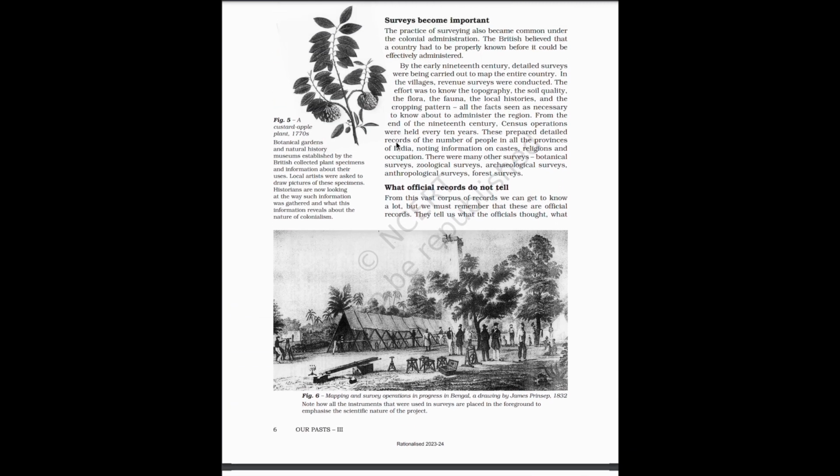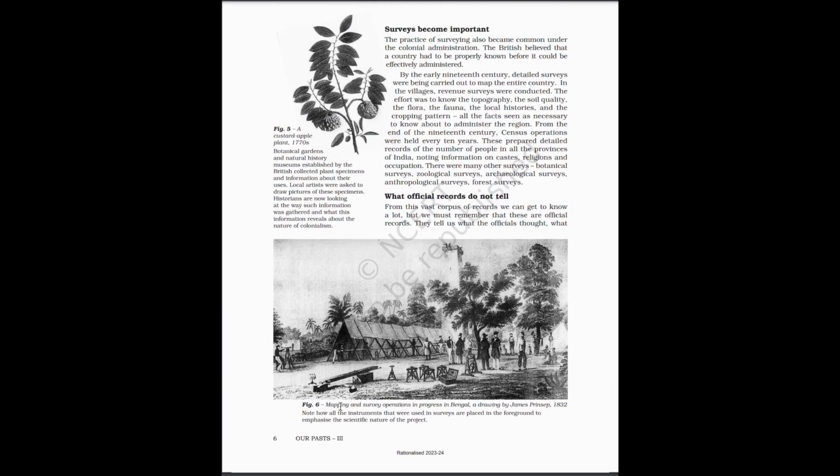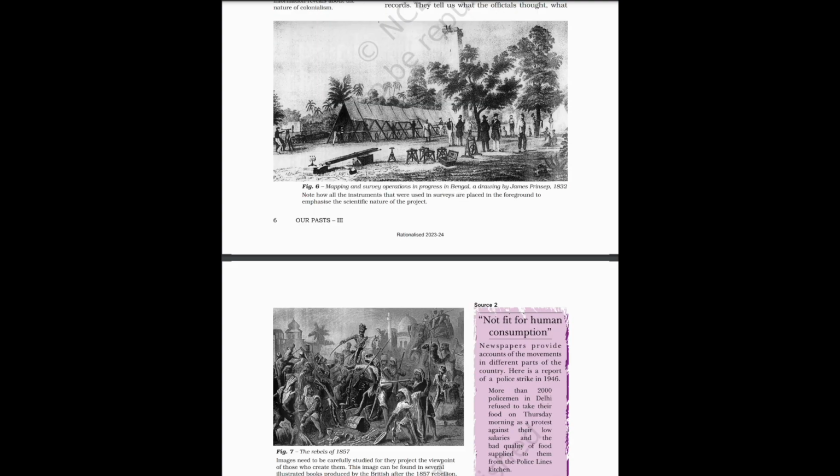Figure 6: Mapping and Survey Operations in Progress in Bengal, a drawing by James Prinsep, 1832. Note how all the instruments that were used in surveys are placed in the foreground to emphasize the scientific nature of the project.